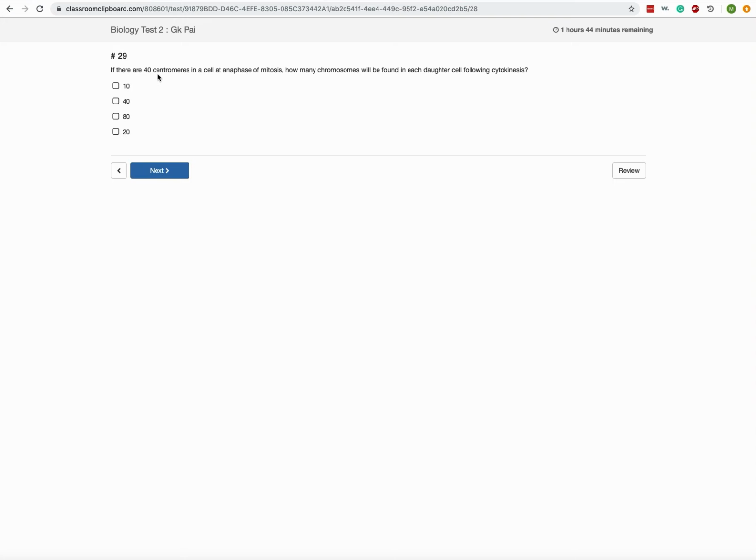If there are 40 centromeres in a cell at anaphase of mitosis, how many chromosomes will be found in each daughter cell? That would be 20, because if you remember what a diagram of anaphase looks like, when the sister chromatids are pulled apart, half of the centromeres end up on one side and the other half end up on the other side. So it's going to be half the number of centromeres in each one of the daughter cells, so essentially half the number of chromosomes as well.